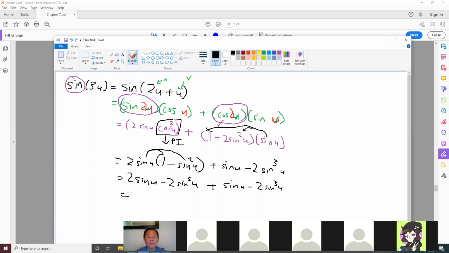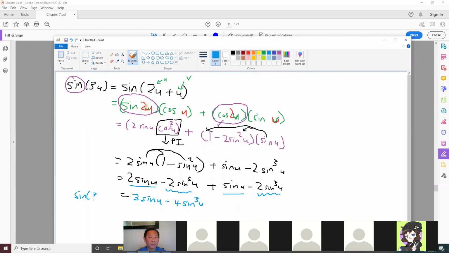And the last thing we do is combine like terms. These 2 terms are alike, so you will get 3 sine u. And then these 2 terms are alike because they are sine cube u. So we got minus 4 sine cube. So this is how we prove sine 3u.